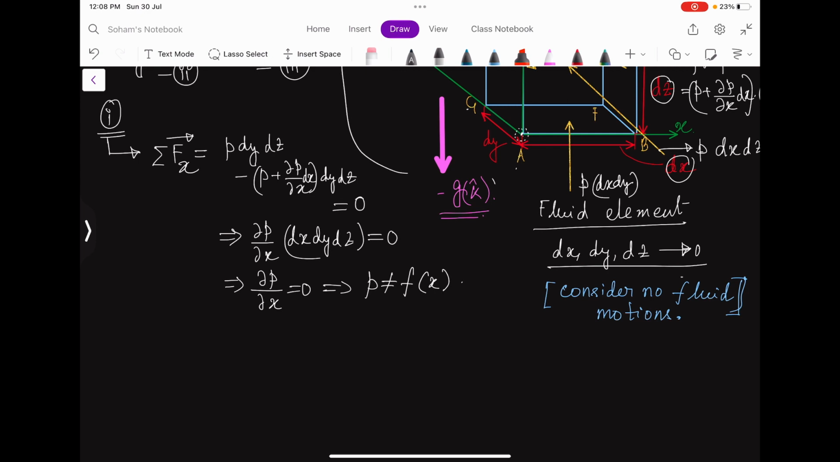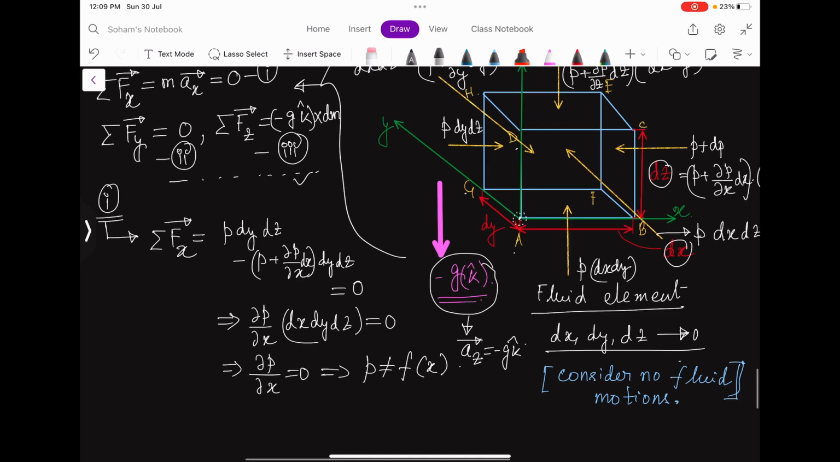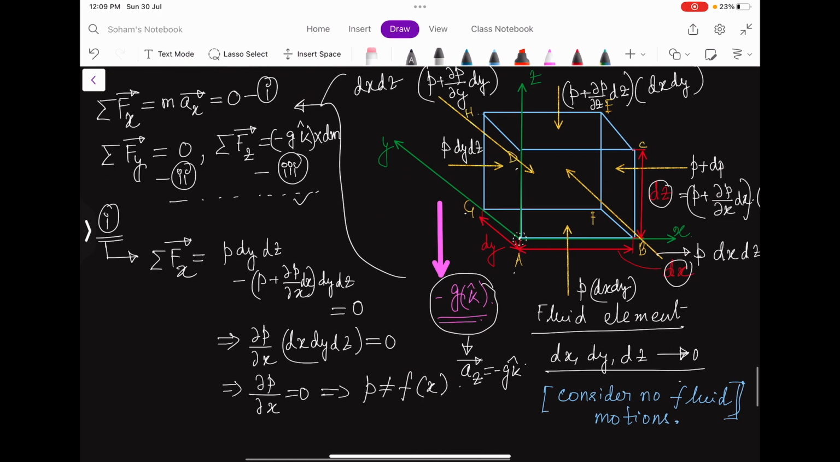So just see here, because of this gravity term we only have this az, that is equal to minus g k cap, and I have written all those equations not considering the gravity term. So after considering gravity, I have to write here minus g k cap into this acceleration into mass dm, the infinitesimal mass.